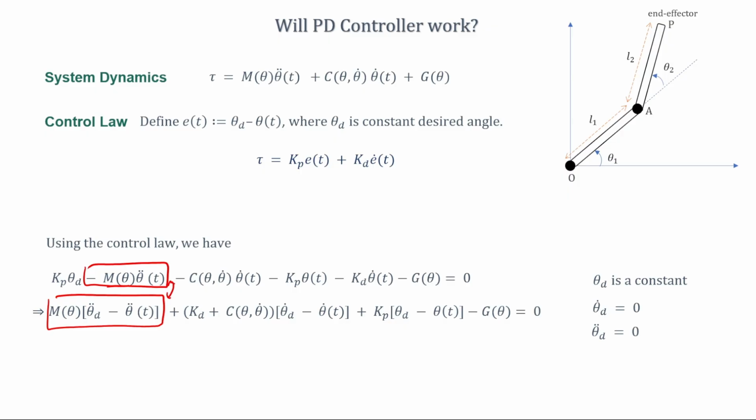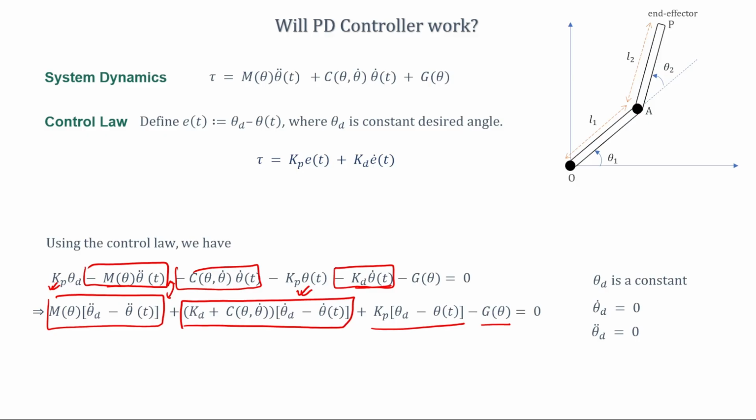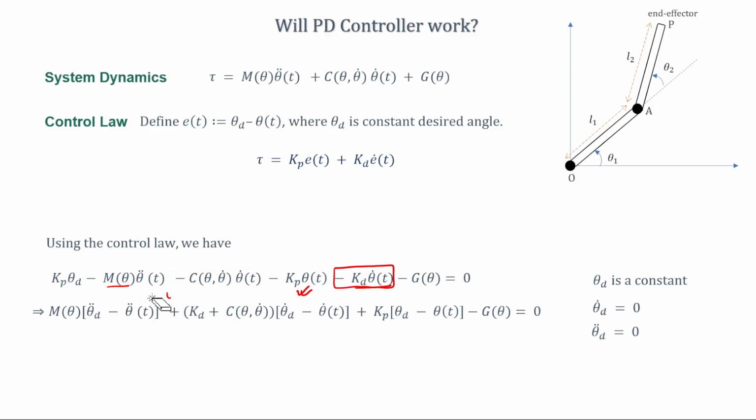Again, this expression here, kd theta dot, this expression and this expression I am taking together, then it becomes kd plus c theta dot, right? But minus theta dot can be written as theta d dot minus theta dot, and that is what I am doing here. Because theta d dot is 0, so this is that part. And then finally we have this expression and this expression coming together to be written in this way, and then finally minus g theta equal to 0. Okay, so this is the expression.